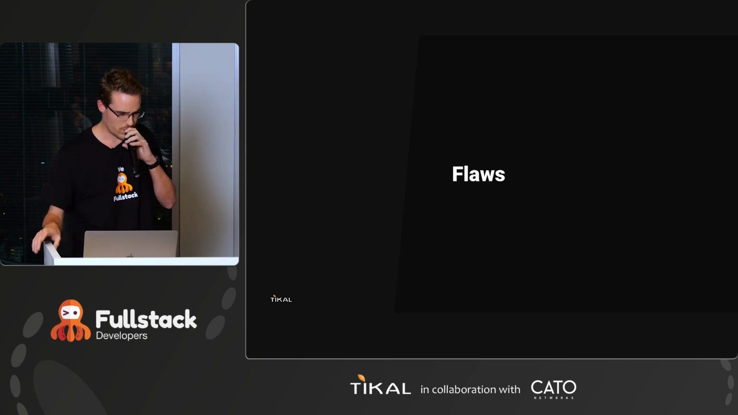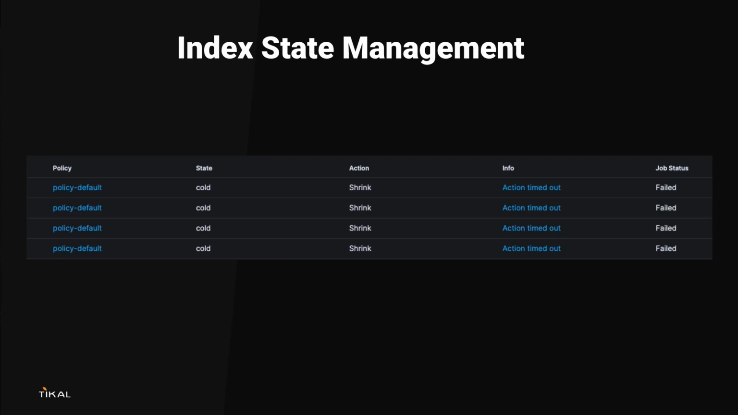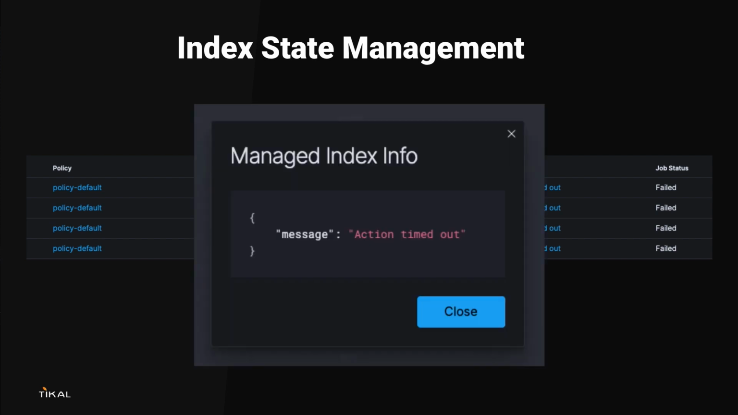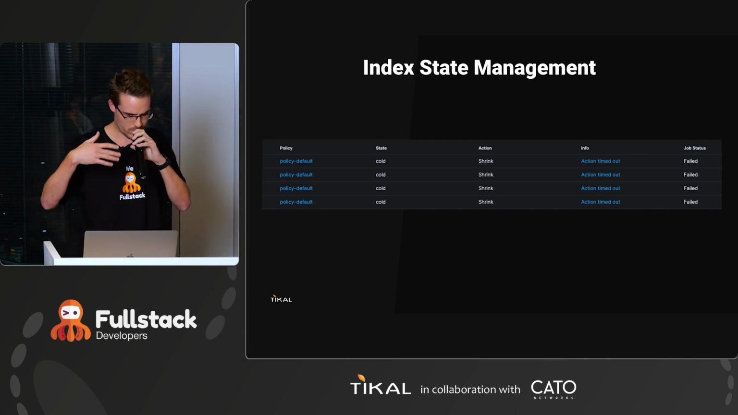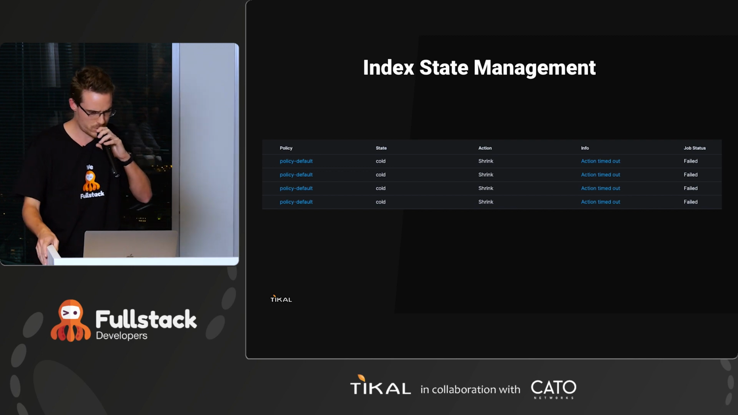So let's look at some flaws that I found in Opensearch in the year that I've been using it. There's a problem with the index state management. You write policies: I want to shrink shards, roll over an index, move it to a different node, delete, notify, a lot of things possible in theory. But as you can see in the screenshot from the manager, it says action time out. But when you click on it, it doesn't say anything. They are improving this in 2.4, and we're currently trying to move to that because we want to understand what's going on.